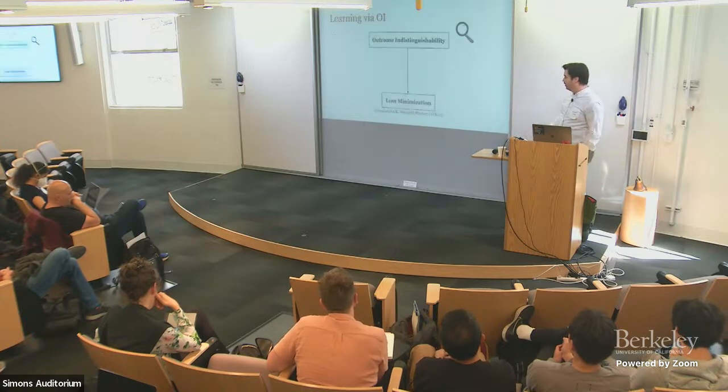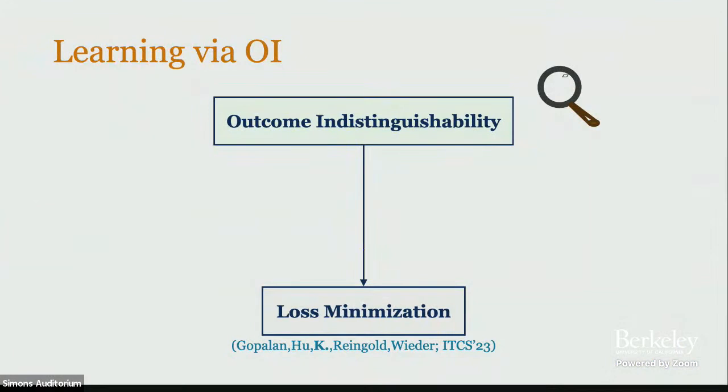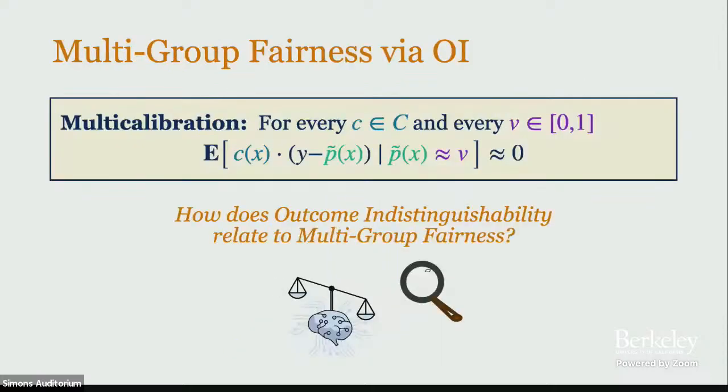Good. What this says is that, at least on the face of it, outcome indistinguishability is capable of achieving this kind of loss minimization. Come to Parikshit's talk for the full story. The next thing to think about is that I said outcome indistinguishability was meant to generalize or capture ideas from the multi-group fairness world, from multi-calibration. So the question we're going to ask is, how does this notion of pseudo-randomness in learning, outcome indistinguishability, compare to our multi-group fairness notion, multi-calibration?